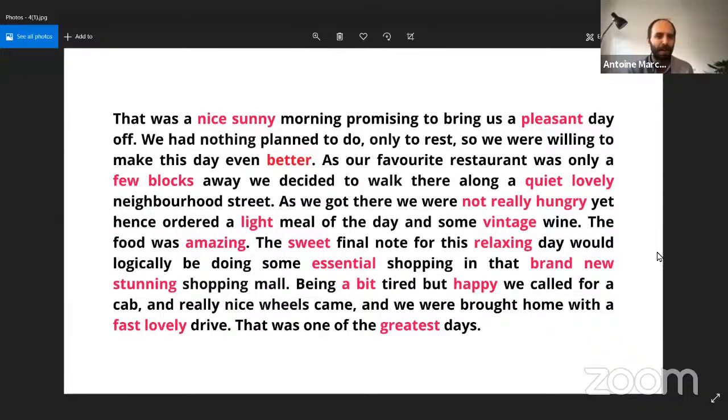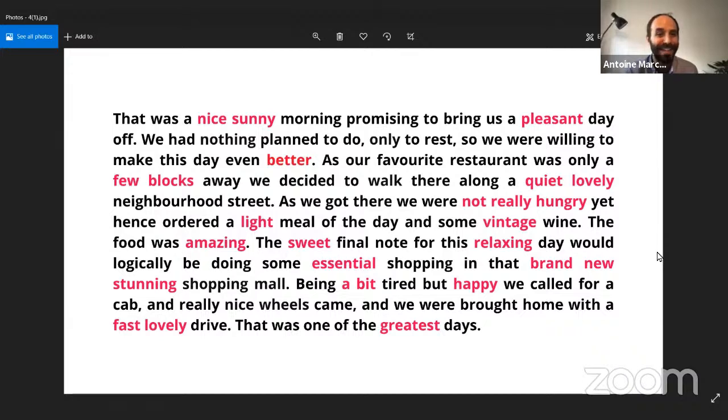So it was a terrible rainy morning, promising to bring us an awful day off. Honestly, it was an awful day off. We had nothing planned to do, only to rest, so we were willing to make this day even worse. As our favorite restaurant was only a few light years away, we decided to walk there along a noisy, horrible neighborhood street.